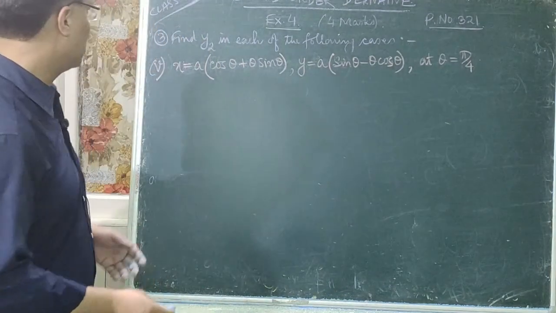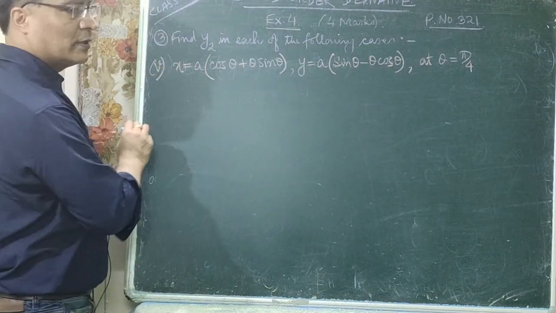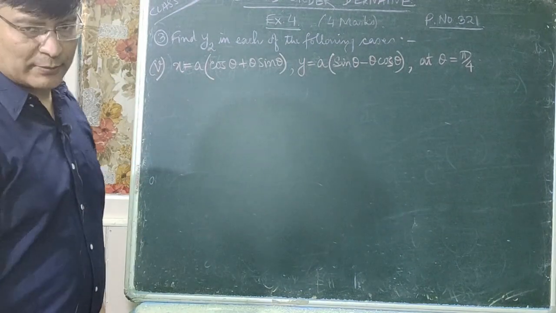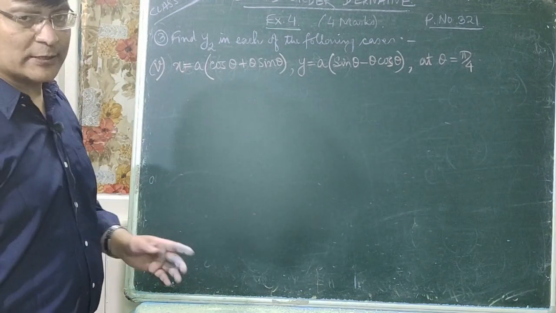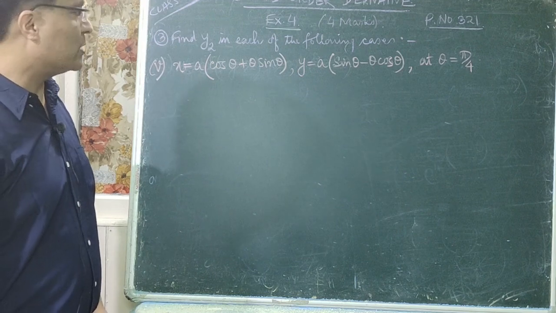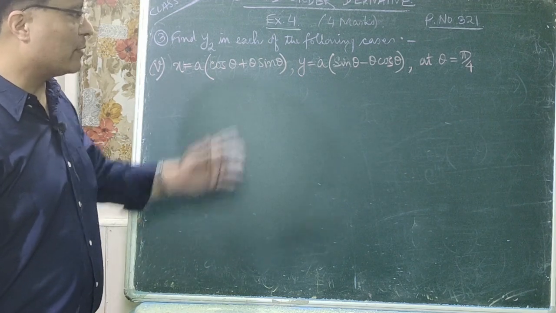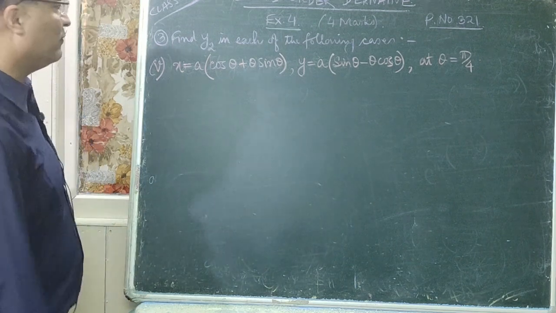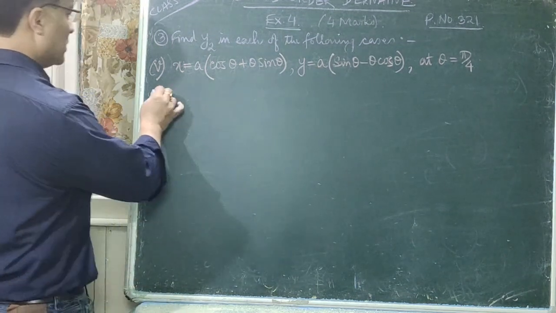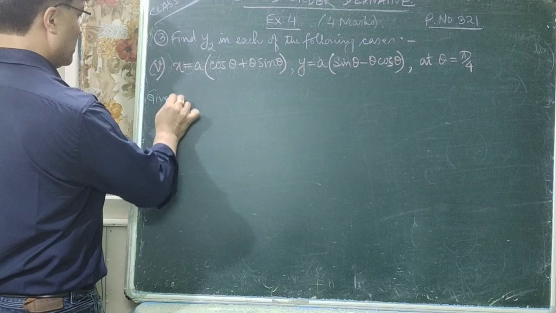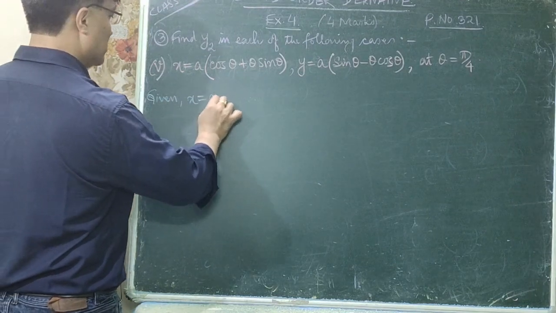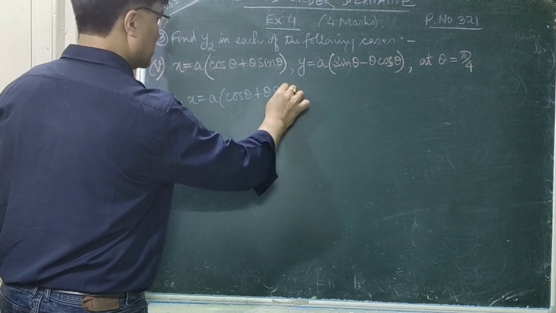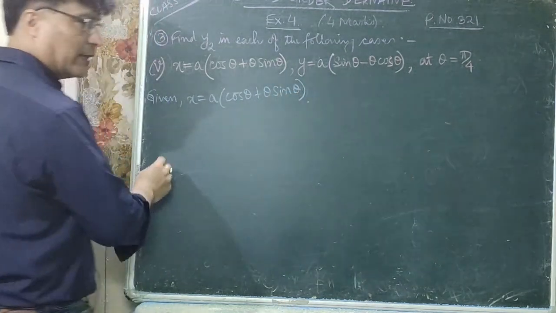So now the next question, question number 3, number 5. In this case also you have to find out d2y by dx square for this parametric equation, because x and y are expressed in terms of a third variable, that is the parameter theta. So this is a parametric equation, and you have to find out d2y by dx square at theta is equal to pi by 4, right? So here given is x is equal to a within the bracket cos theta plus theta sine theta, right?